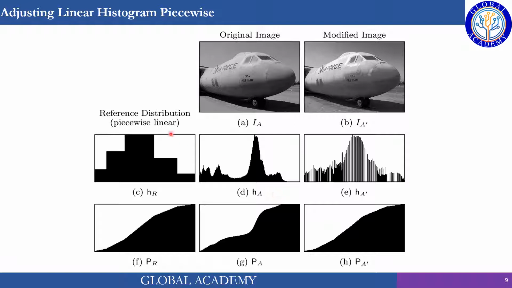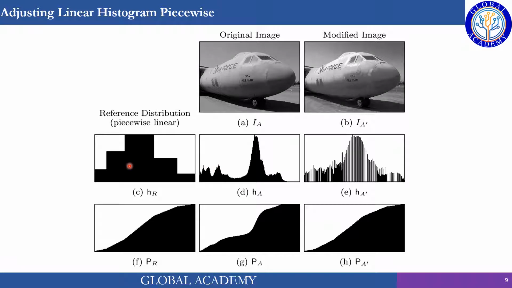Here's another example where we have designed a piecewise linear cumulative distribution. Have a look at the original image, this is its histogram, and that's its cumulative distribution. And now observe the target histogram. This is the target histogram.